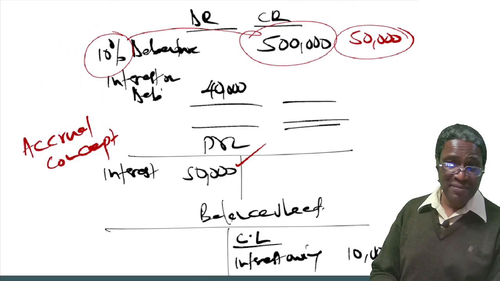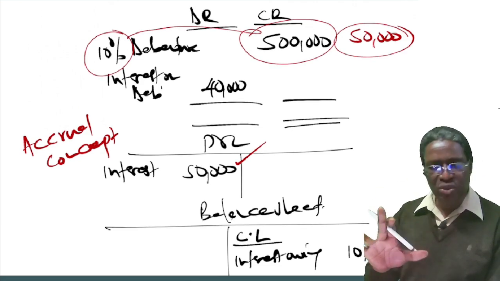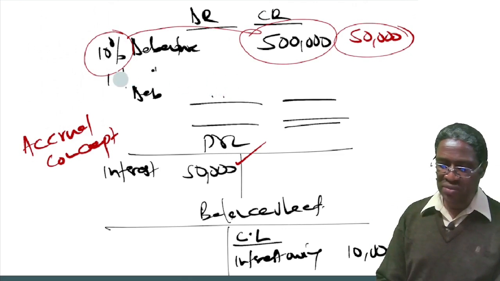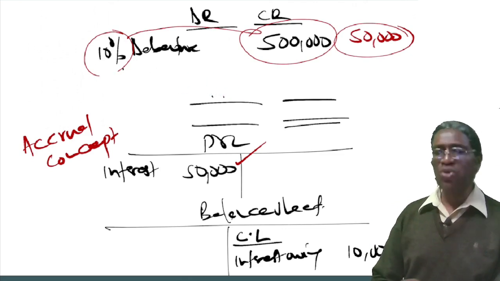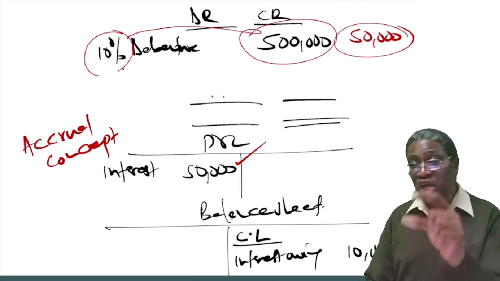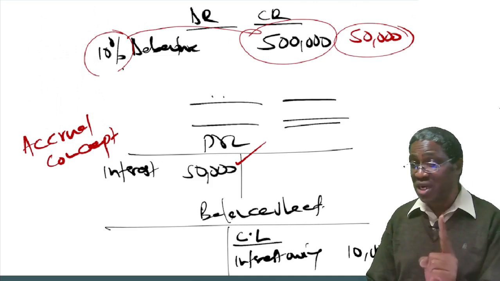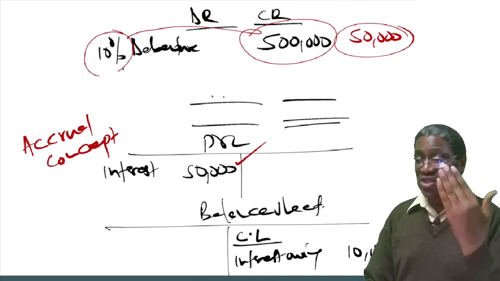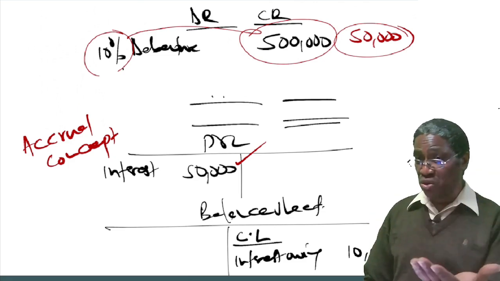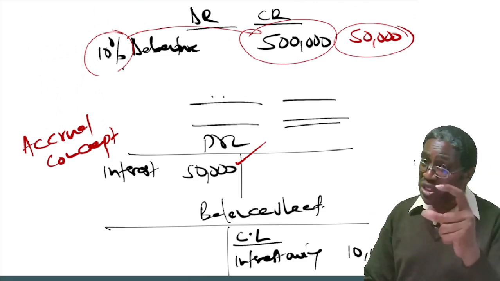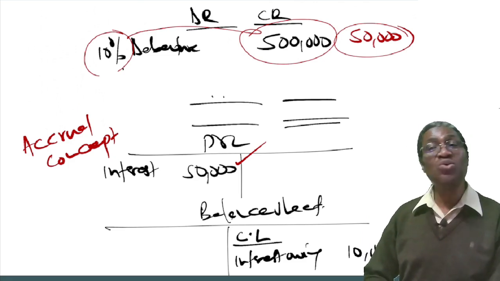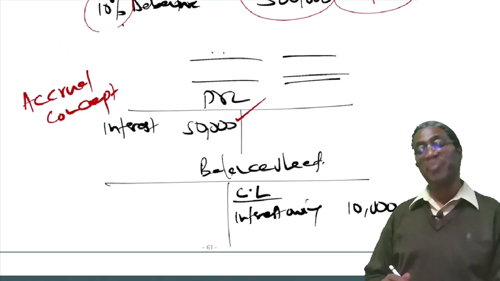Now listen. Suppose in the trial balance there was no interest. Would you still charge interest in the income statement? Assuming in the trial balance there was just a 10% debenture and there was no interest in that trial balance, would you still charge interest in the income statement? The answer is yes. You will still charge interest in the P&L account.